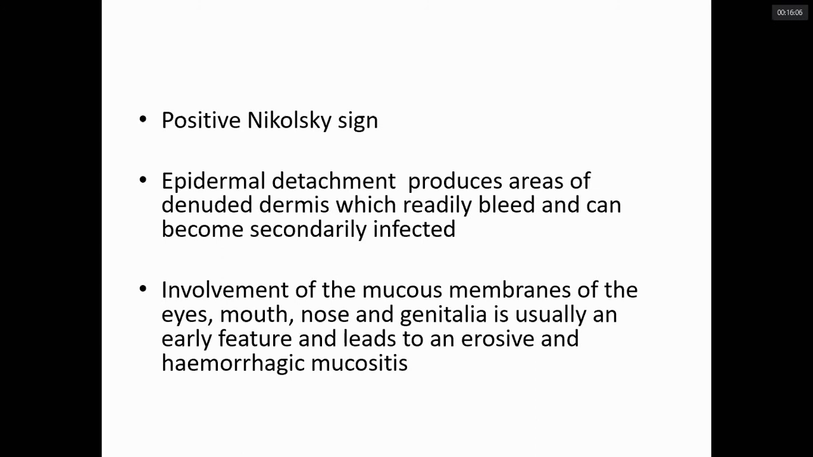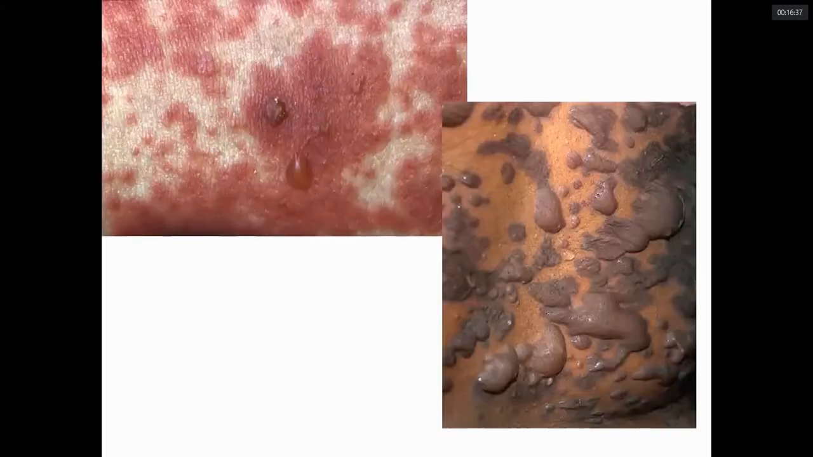And due to Nikolsky sign, the epidermal detachment produces an area of denuded dermis, which bleeds and becomes secondarily infected. There is also involvement of mucous membranes, which is very common. Sometimes, in the initial stage of SJS/TEN, the patient may present with only mucous membrane involvement, like conjunctiva, oral mucosa, genital mucosa, nasal mucosa. That is erosive and hemorrhagic mucositis.